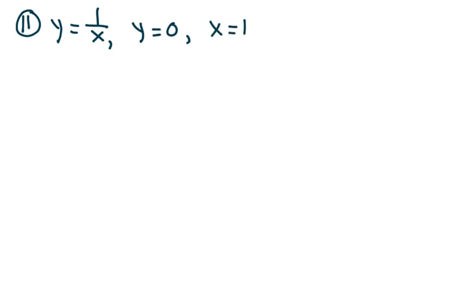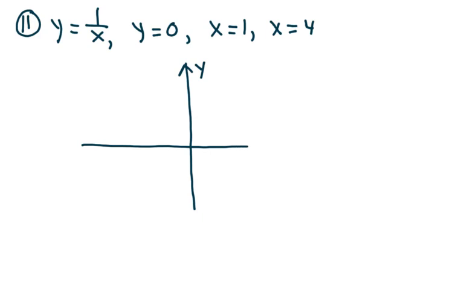Let's take a look at number 11. Suppose y equals 1 over x, y equals 0, x equals 1, and x equals 4. And so it's really important that we draw a picture. Here's y, here's x. Now, when x is 1, y is 1. That's here. When x is 4, y is a fourth. Let's say that's here.